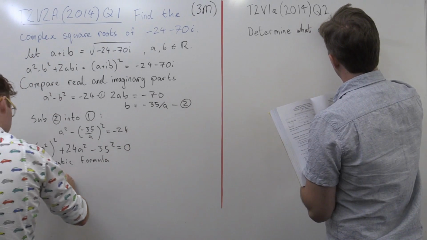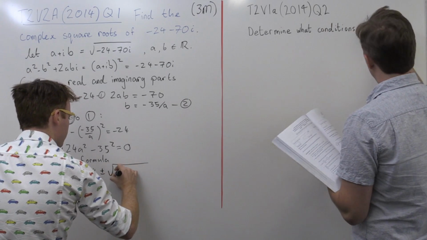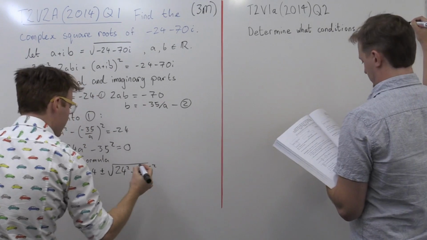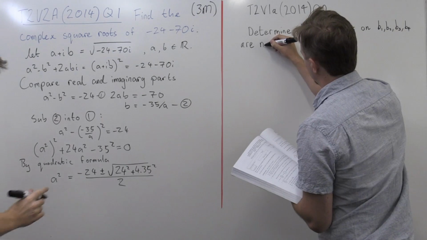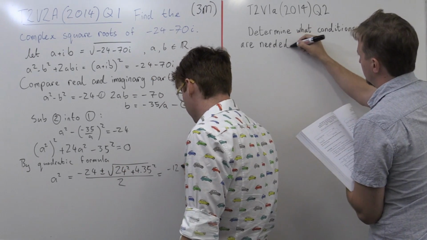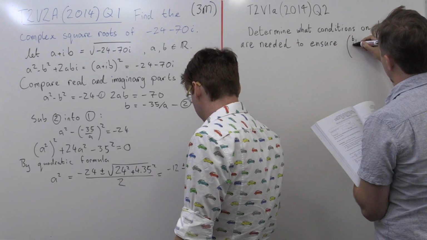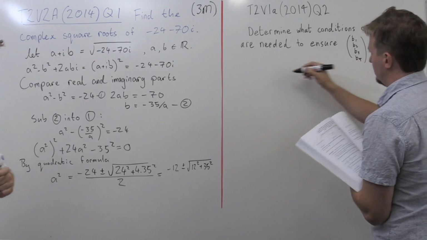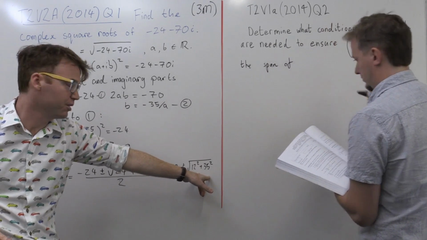By the quadratic formula, that tells me that a squared is equal to negative 24 plus or minus the square root of 24 squared minus 4 times 35 squared, negative 35 squared, so that becomes positive, all over 2. A bit of this is going to cause me some trouble here. That's going to become negative 12 plus or minus the square root of 12 squared plus 35 squared. Remember, there are no calculators in your test, so you need some method for determining what this number is.